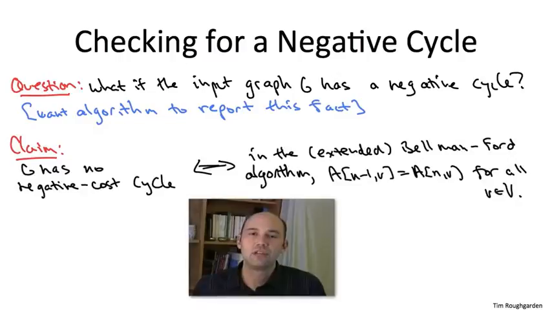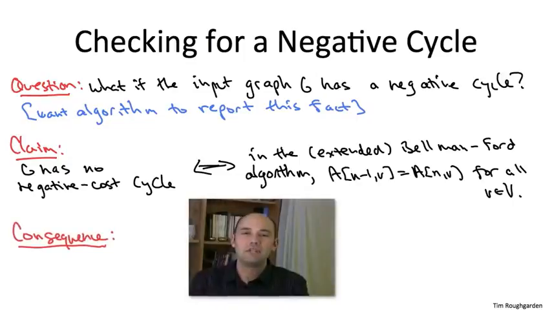So the assertion then is that G, the input graph, has no negative cycle if and only if we don't get any new information from this extra batch of subproblems. That is, if and only if A_n,V is exactly the same thing as A_n-1,V for every possible destination V. Equivalently, the input graph does have a negative cost cycle if and only if there exists some destination V where we see an improvement by running the Bellman-Ford algorithm for this extra iteration.